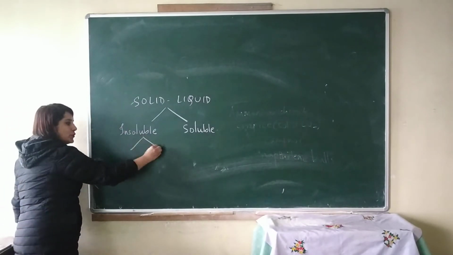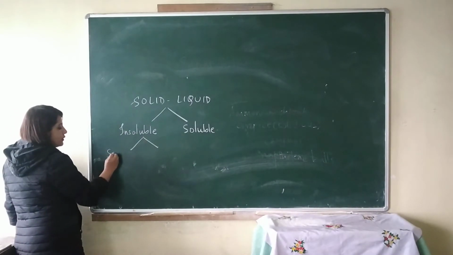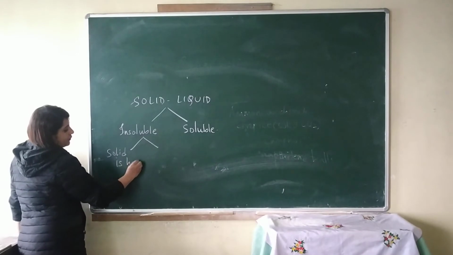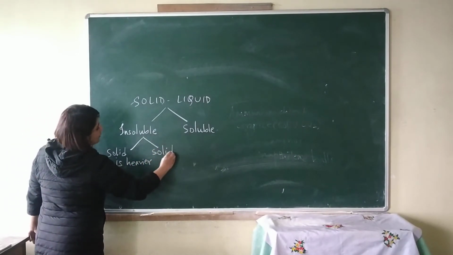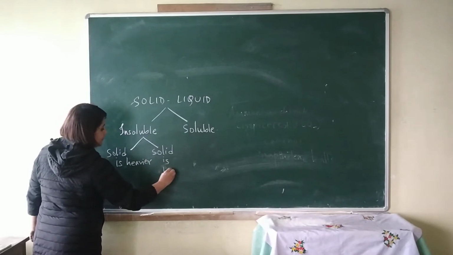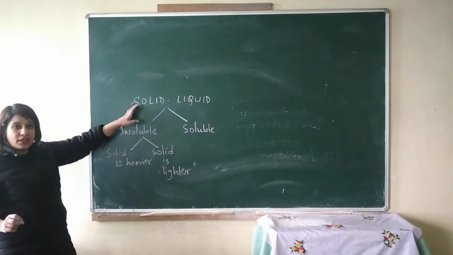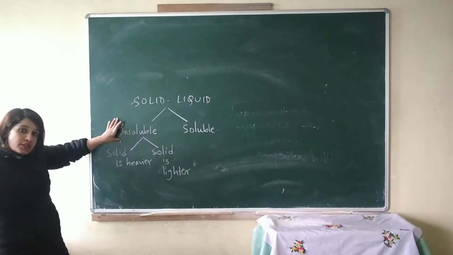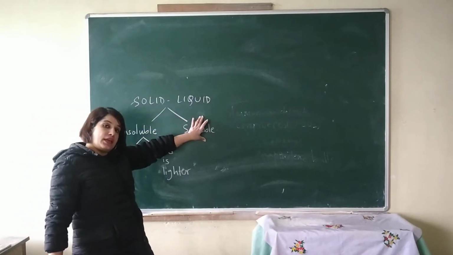Under this also we have two types. One, the solid is heavier, and in the other the solid is lighter. So solid liquid mixture, two types. The solid may be insoluble in the liquid, or the solid may be soluble in the liquid.